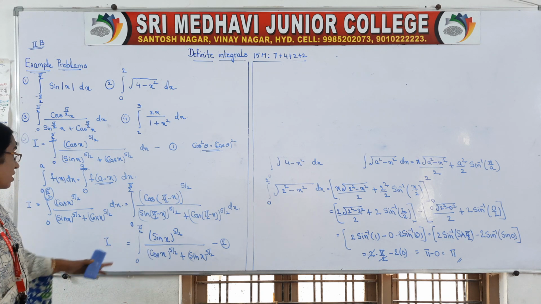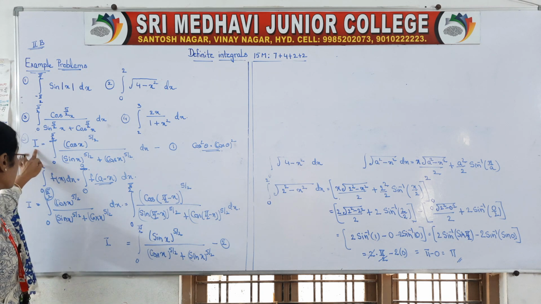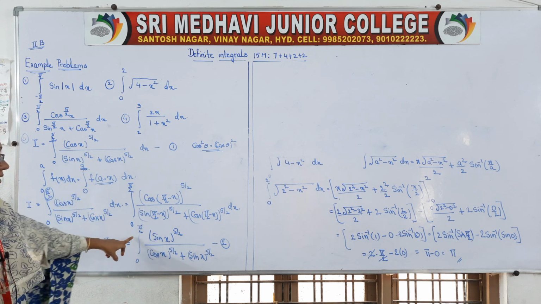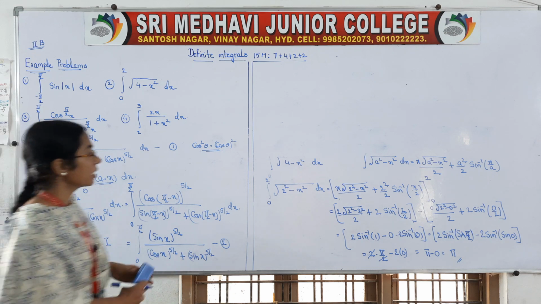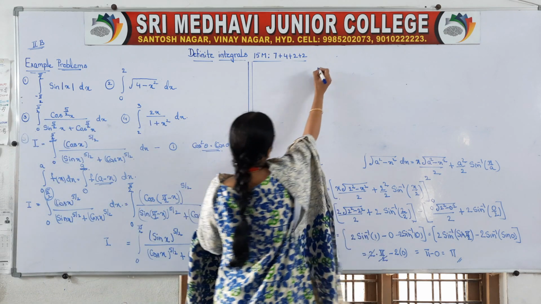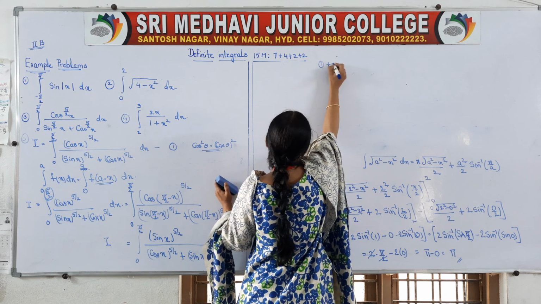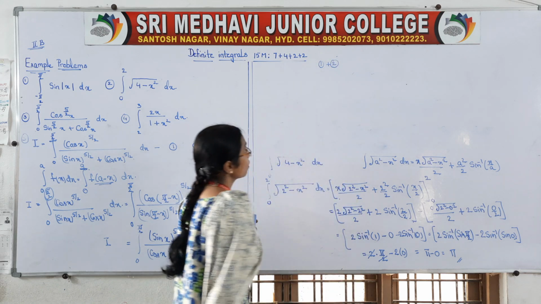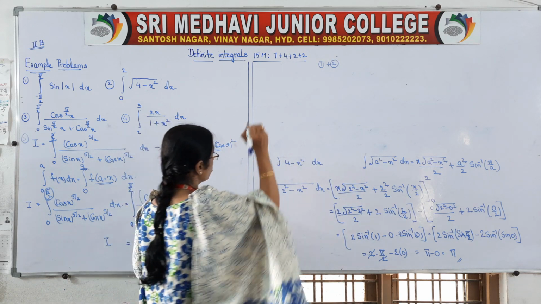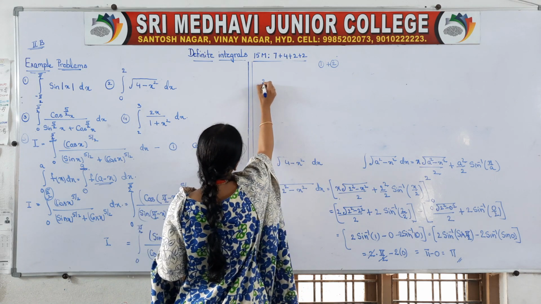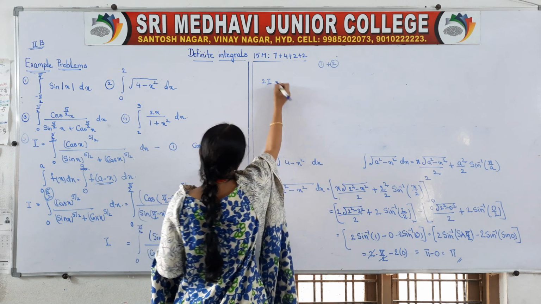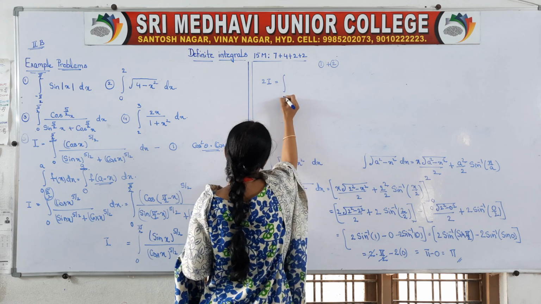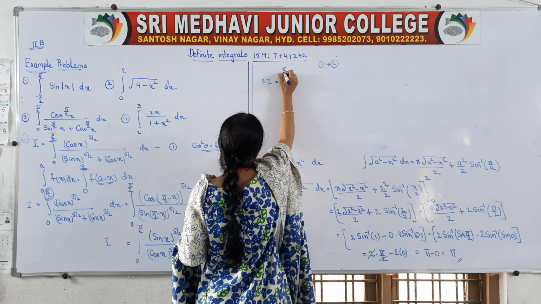So I is equal to this one by the first equation. By the second equation, I is equal to this one. So you add 1 plus 2. Okay, so if we add 1 plus 2, what happens? I plus I, it is 2I. 2I is equal to the integral from 0 to pi by 2.